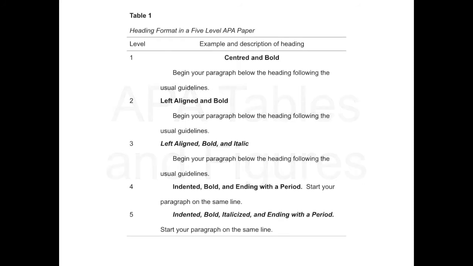Let's take a look at APA tables and figures. The formatting of tables and figures is virtually identical. Here is a table. This table is actually identifying the 5 level headings. With our table, the first thing that we want to do is identify which table it is. In this case, we have Table 1. This is bold and in plain text.